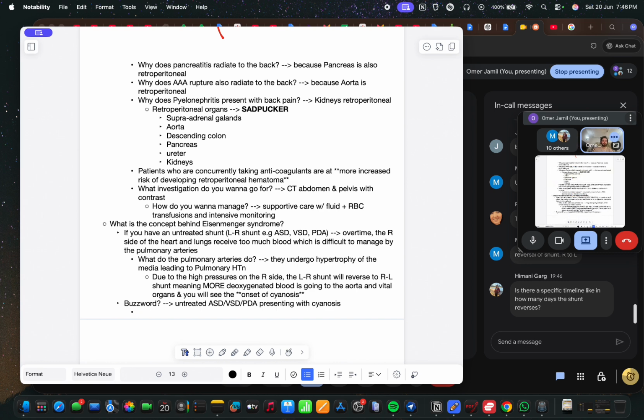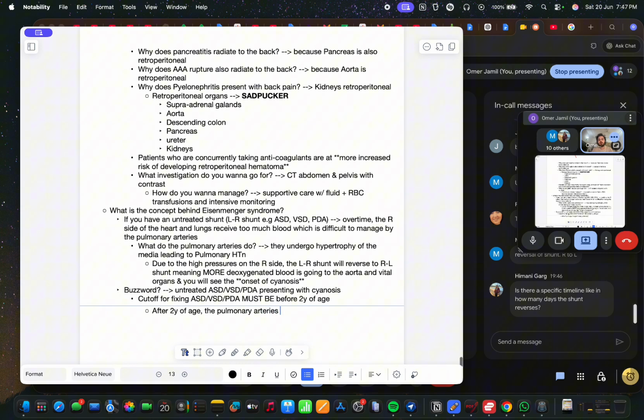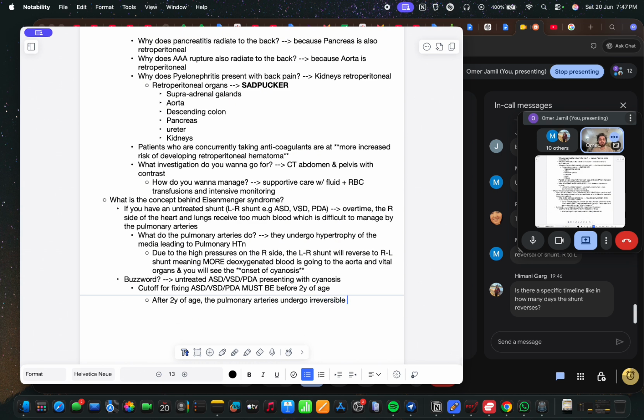So very good point. The specific timeline, I've not studied this for USMLE. This is something I studied in Bailey, a huge surgical book. They've written that the cutoff for fixing ASD, VSD, PDA must be before 2 years of age. After 2 years of age, the pulmonary arteries undergo irreversible changes, and once it undergoes that hypertrophy, you can do nothing about it. Please don't believe this for USMLE. This is something I just studied during my final year of medicine. In USMLE they literally give you a 10-year-old child and it doesn't matter.